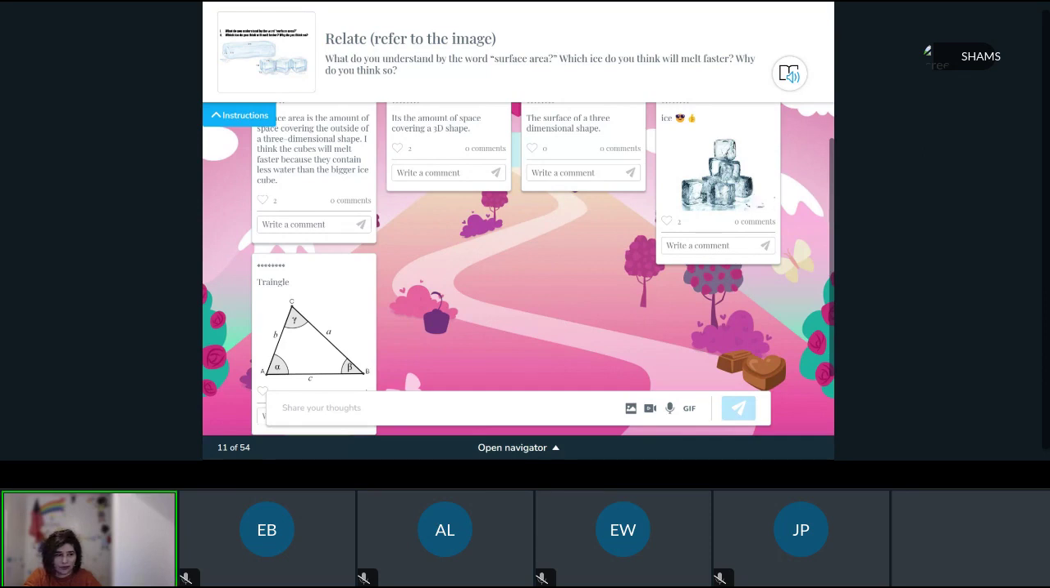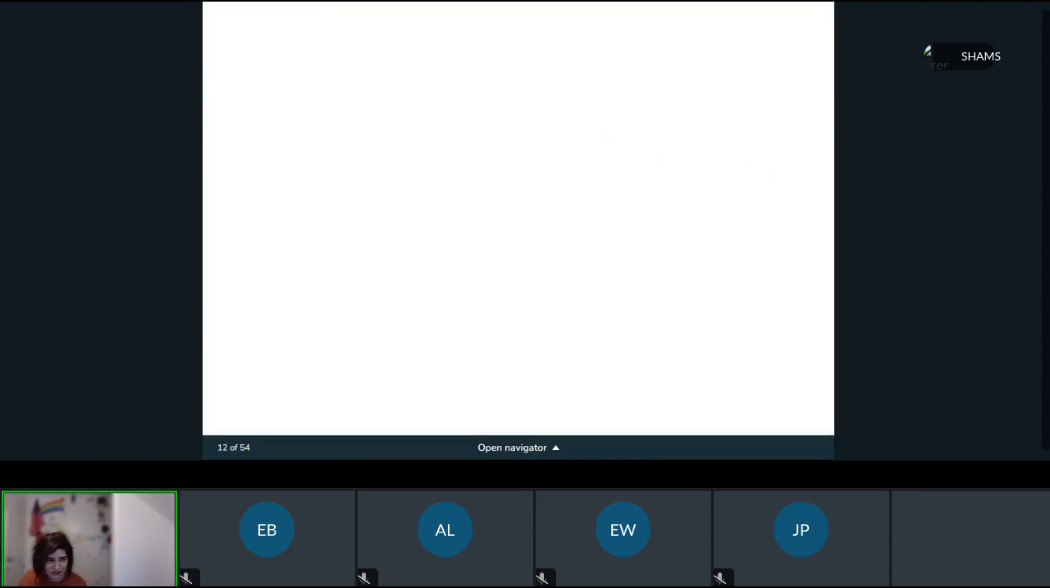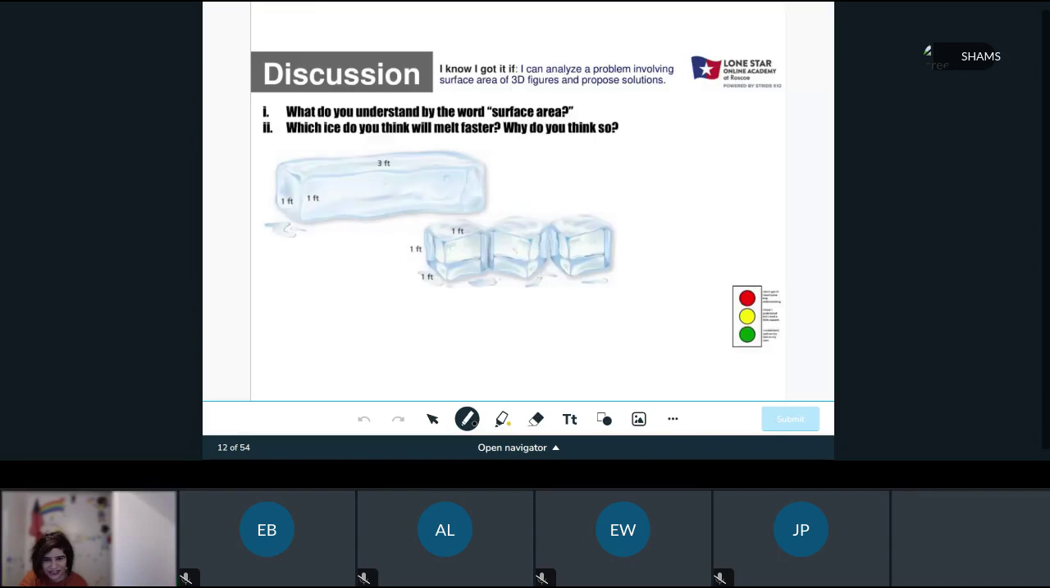There are still several people whom we are waiting for. AJ, the amount of space covering the outside is surface area. Lemonte thinks the cubes are smaller, and it would take longer for the bigger ice cube to melt because it's full of water, so the cubes will be faster. Lemonte, very nice, good response. Nyla says her brother always plays with ice and always has to wait a day because the ice cube is so big. Nice. Very well answered, all those who answered.